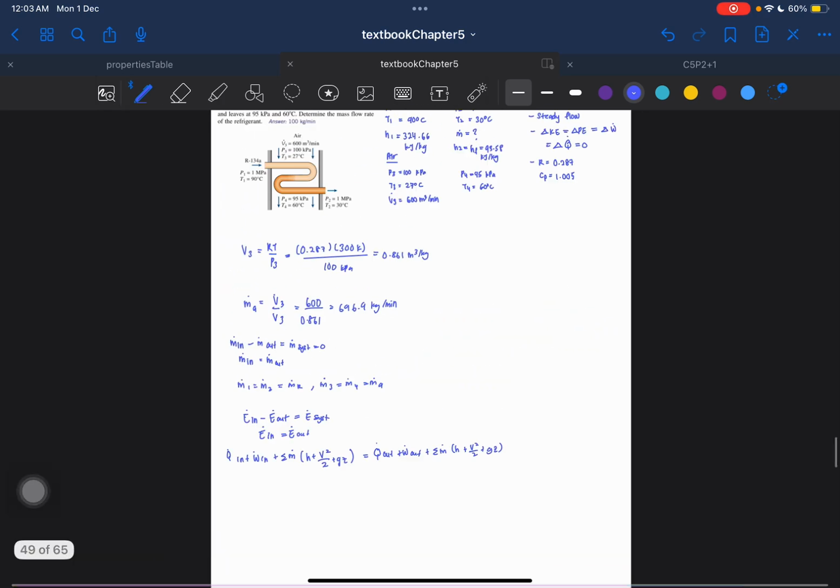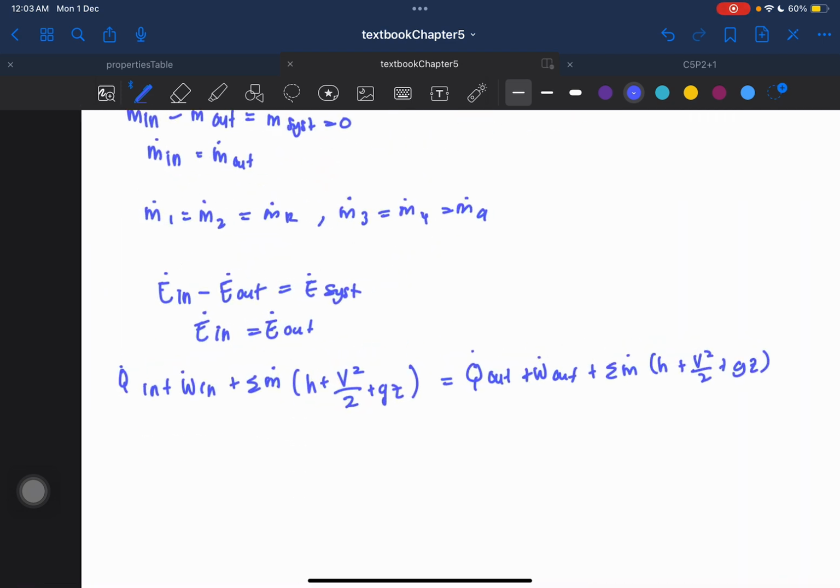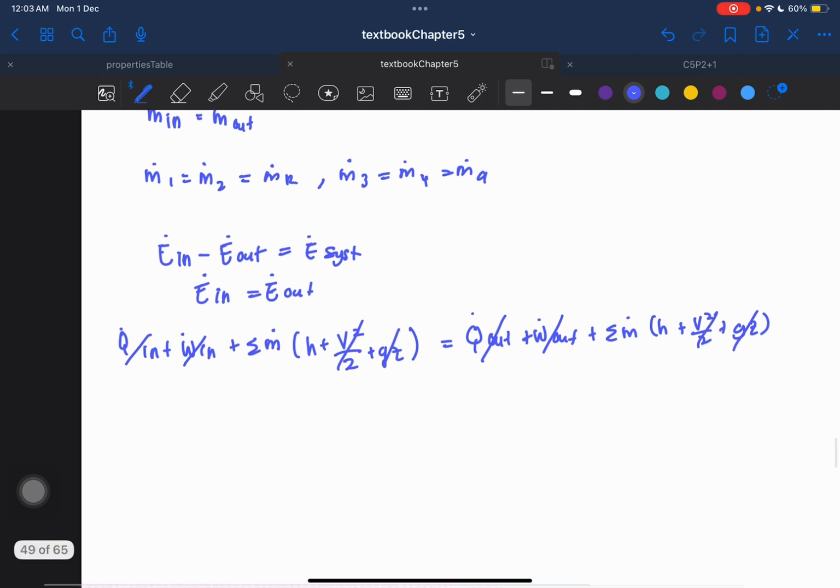Okay, because we already have the assumptions, we can cancel out the things that are not needed. The Q is 0, the work is 0, the kinetic energy is 0, and the potential energy is also 0. So we can cancel it out, and we are left with delta m H equals delta m H.